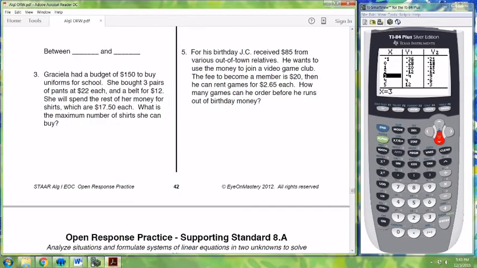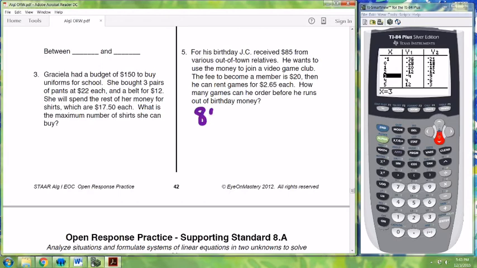Okay, now I'm on page 42. I'm jumping to number 5. Number 5 says, for his birthday, JC received $85 from various out-of-town relatives. He wants to use the money to join a video game club. The fee to become a member is $20. Then he can rent games for $2.65 each. How many games can he order before he runs out of birthday money?